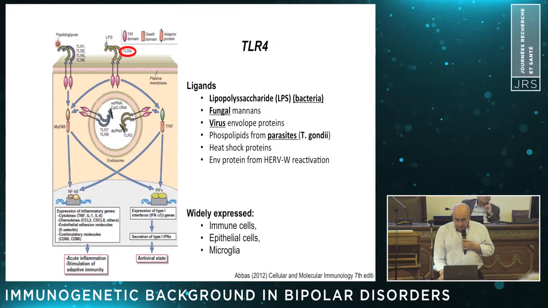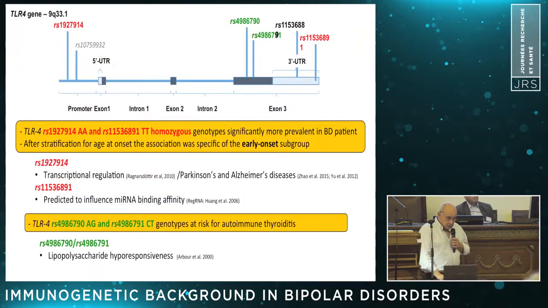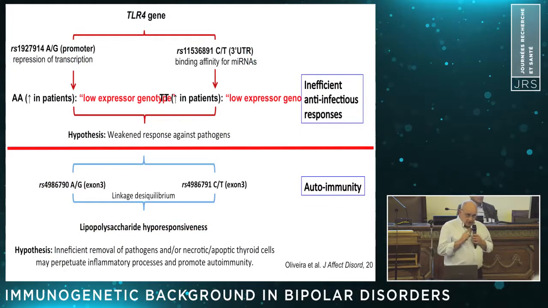The first one we studied, which is the best known and the most studied, is TLR4, and it's specific for LPS recognition for bacteria, but can also recognize a various number of other pathogens, including fungi, viruses, and parasites. We identified, among 6 SNPs studied, that 2 of them at homozygous status were associated with bipolar disorder, especially with the early onset form of bipolar disorder. The 2 SNPs were previously associated with transcriptional regulation and are predicted to influence the mRNA binding site. We found also 2 SNPs associated with thyroid disorder. So, within the same gene, we can unmask association with inefficient anti-infectious response and with autoimmunity, the yin and the yang of immune dysfunction.